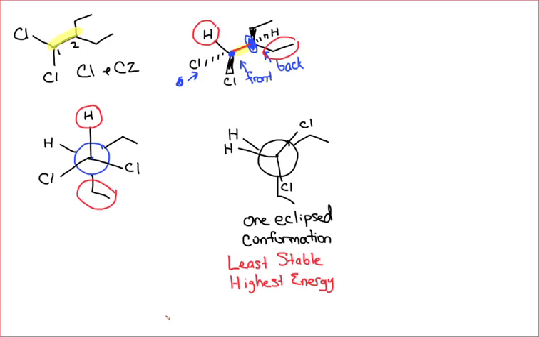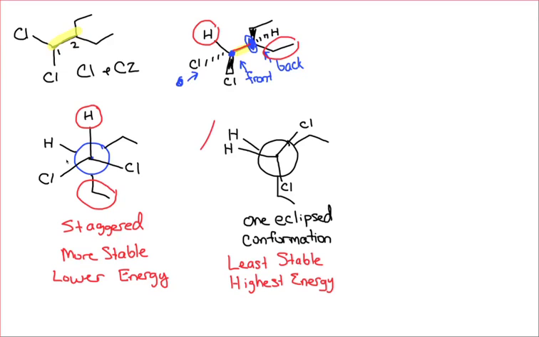Okay, then one of our more stable conformations is going to be one like this, where we have the groups staggered. Okay, and that's more stable or lower energy. Okay, so at the very least, given a pair of conformations, you want to be able to look at them and determine which is more stable, which is least stable.